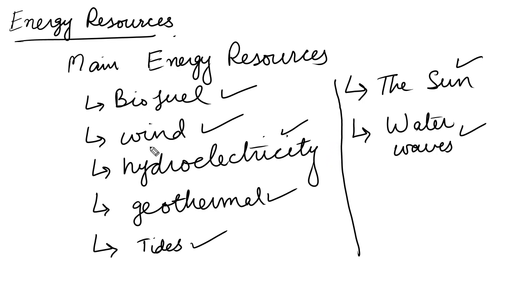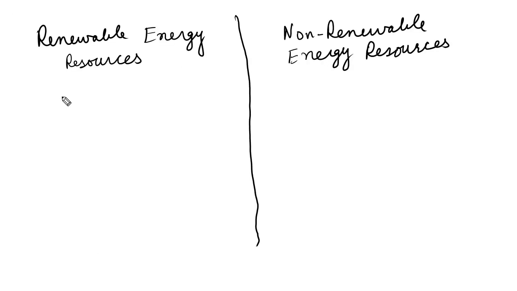Mainly there are two types of energy resources: the renewable energy resources and non-renewable energy resources. So let's have a look at them. All right, so renewable energy resources. Renewable energy resources are those resources that can be reused to produce more energy, in the form of electrical energy, thermal energy. And non-renewable energy resources are those that cannot be reused again.